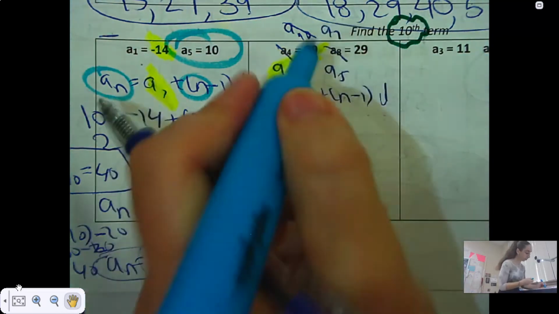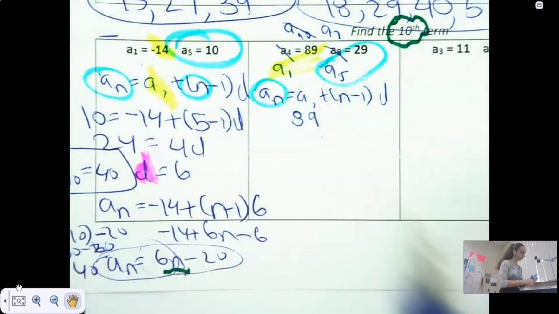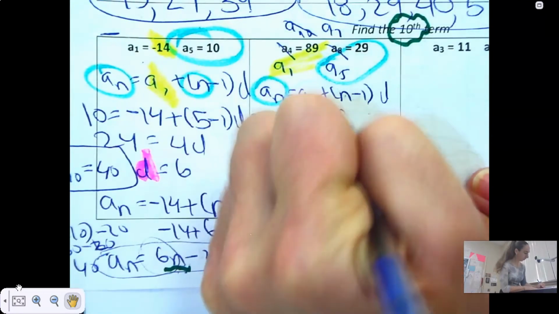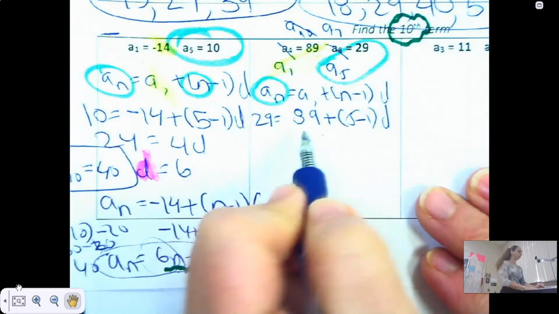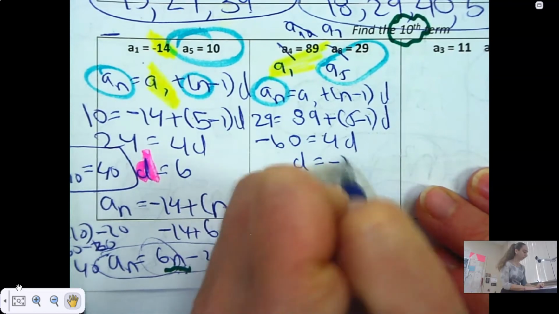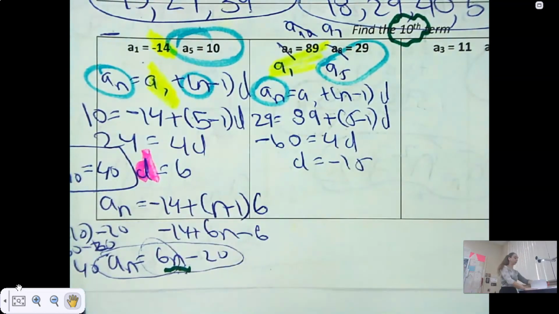Take this, which is my fifth term, 29, and plug it in there. It's my fifth term. 29 minus 89 is negative 60. For D, D equals negative 15. Cool, I got the pattern.